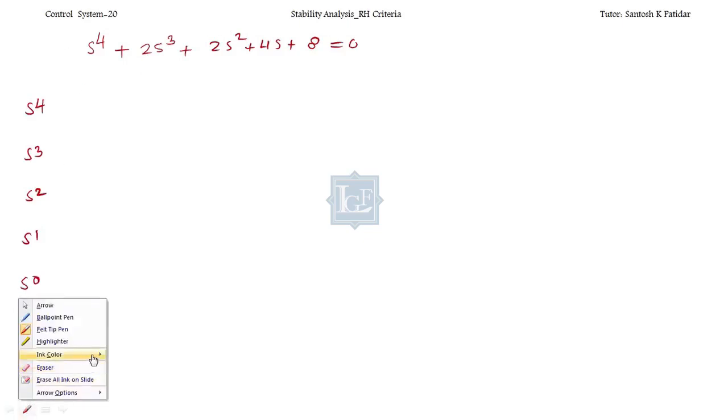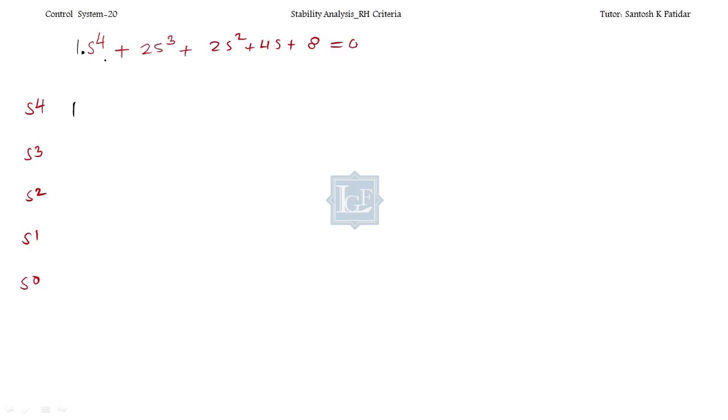Again I have to frame this table: s to the power 4, then 3, 2, 1 and 0. Let me change the color. Over here the coefficient of s to the power 4 is 1. Then for s to the power 2 it is 2, then 8 over here. Is it clear to you? Next is 2 over here, the alternate coefficient, this is 4 and this is 0. This 8 will come over here, you can write this, as we discussed earlier.